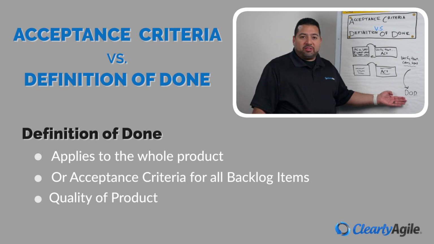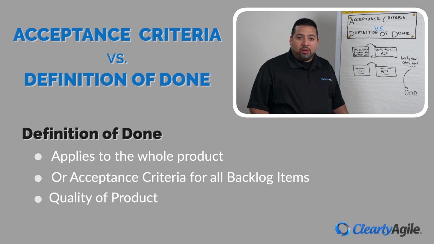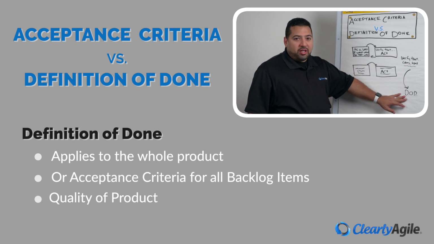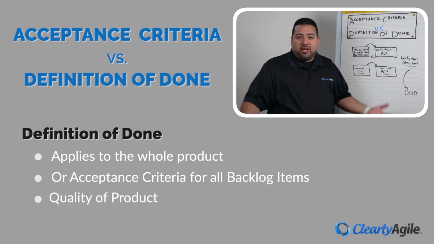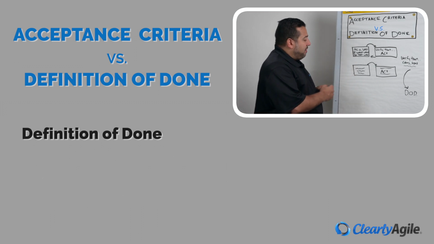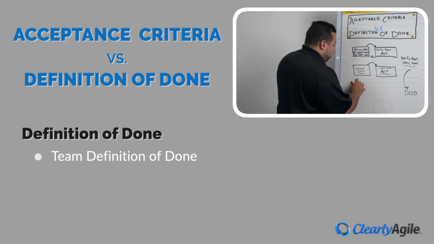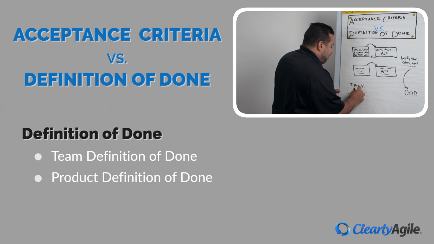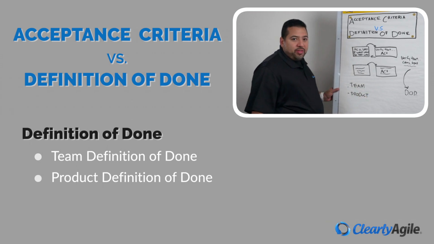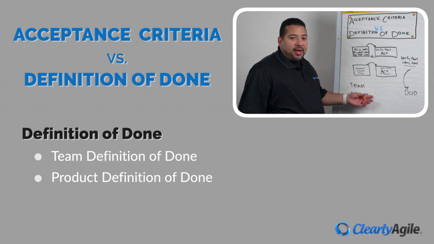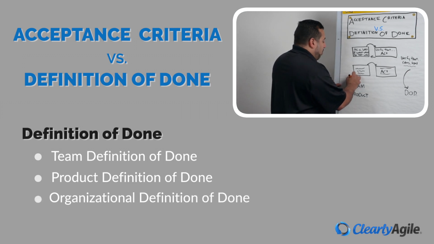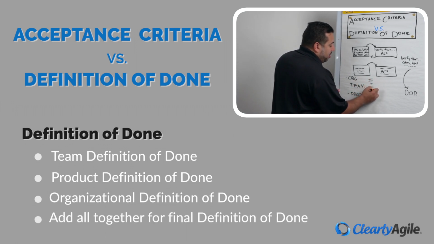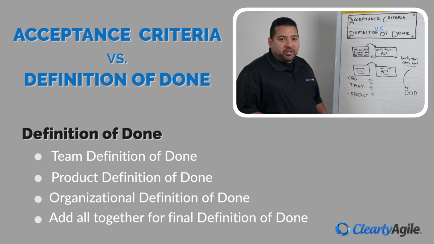Things that address your software development lifecycle, things that apply to the product as a whole, not to the individual backlog items. Where you could have acceptance criteria on your definition of done that apply to all your user stories, you would also have additional things that need to be completed as well. You may have a team definition of done for the Scrum team to accomplish. You might even have a different definition of done for a product if that team is responsible for more than one product, and you would combine these. And then you might have at a higher level some type of organizational-wide definition of done. So each definition of done will be added together to create your final definition of done.